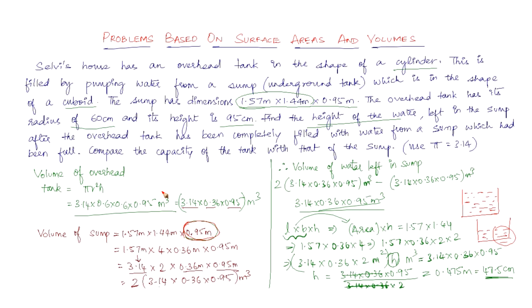But what if it is not half? Then you'll have to do all these steps. You'll have to subtract the volume of water that left the sump from the volume of the water that was already in the sump, and you'll have to use all these formulae. So that's all. This ends this problem.